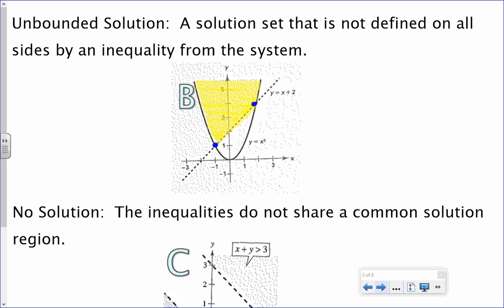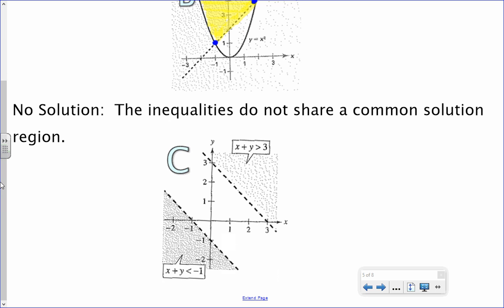And then it is possible for us to not have any points in common. Here you see two parallel lines shaded in opposite directions. Therefore, they're not going to have any points in common. There's no solution.